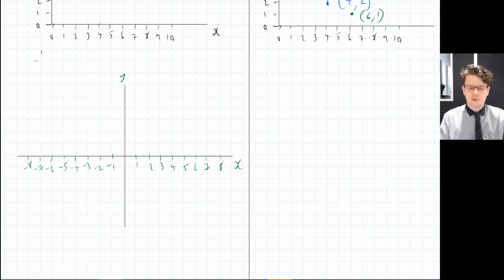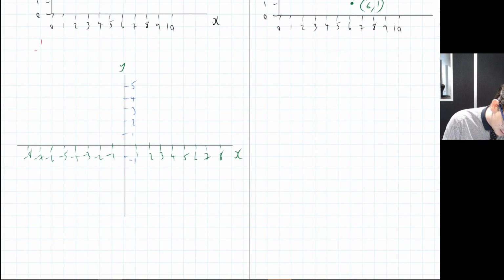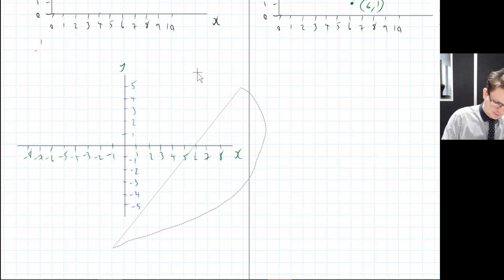Alrighty, now I'm going to do the same thing, but for my y-axis. So let's start going up. 1, 2, 3, 4, 5. And now I'm going to start going down. -1, -2, -3, -4, and all the way down to -5. Alrighty, so I've drawn up my axes. It's a little bit more complicated than my last one, but it's still quite usable. So I'm just going to save a copy of this for later.